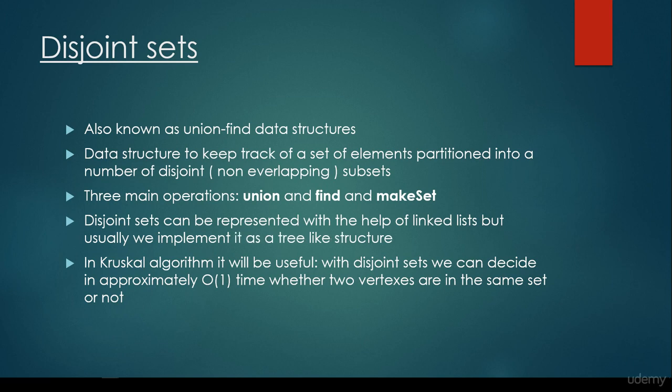Disjoint sets can be represented with the help of linked lists, but usually we implement it with the help of a tree-like structure. And you may pose the question: what does disjoint set have to do with minimal spanning trees, Kruskal algorithms, and so on? Basically, in Kruskal algorithm, it will be very useful. This data structure can boost up the running time of the Kruskal algorithm, because with disjoint sets we can decide in approximately order 1, so constant time complexity, whether two vertices are in the same set or not. And basically it is very important.